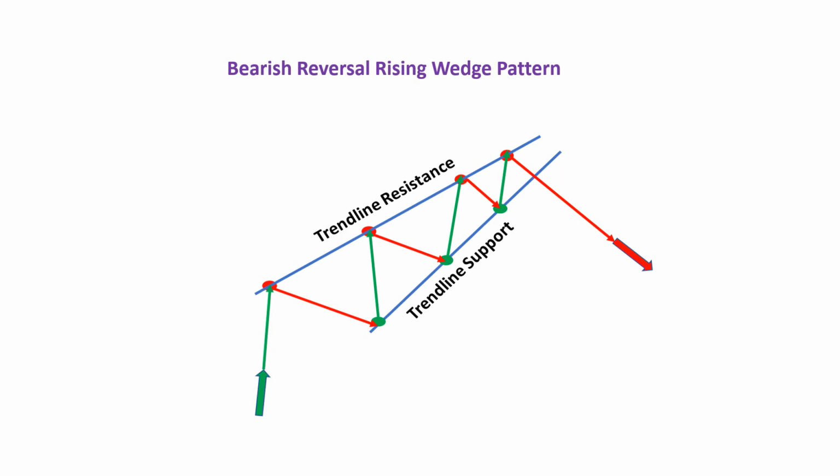The volume tends to decrease as the pattern progresses, similar to the bearish version. This indicates weakening buying pressure. The breakout usually occurs below the lower trend line to the downside, signaling a potential reversal of the prior uptrend and the beginning of a new downtrend.